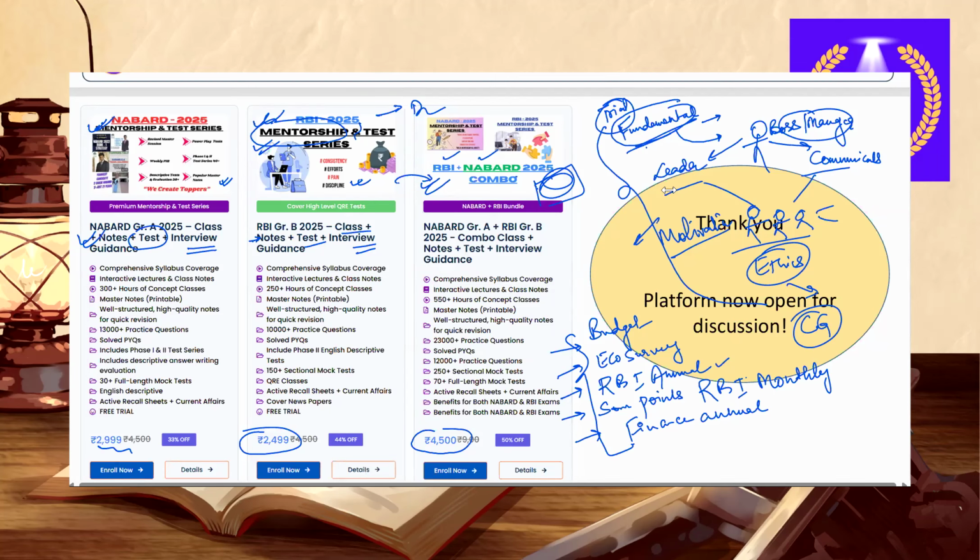I repeat: Budget, Eco Survey, RBI annual report, RBI monthly bulletins, some of the few points, and the Finance Ministry's annual report. They should be done in detail.